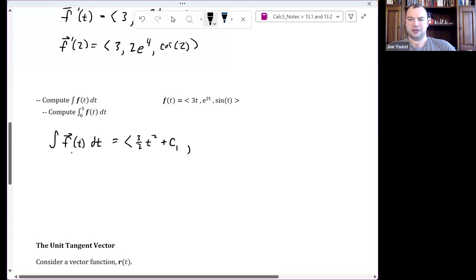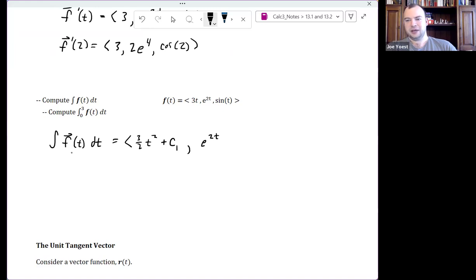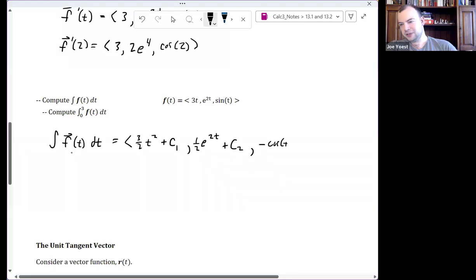What about the second component? I want to integrate e to the 2t. Well, that's going to give me e to the 2t. And I could do a substitution, or I could just guess and check. And I see, okay, it's going to be e to the 2t. If I differentiate, that brings down a 2. That means I need a 1/2 to fix it. So 1/2 e to the 2t plus a different arbitrary constant. This one doesn't have to be the same arbitrary constant as in the first component. So we'll call this one C2. And then in the third case, the integral of sine of t is negative cos of t. And again, plus C3.